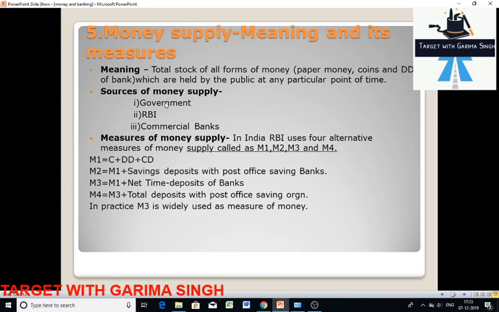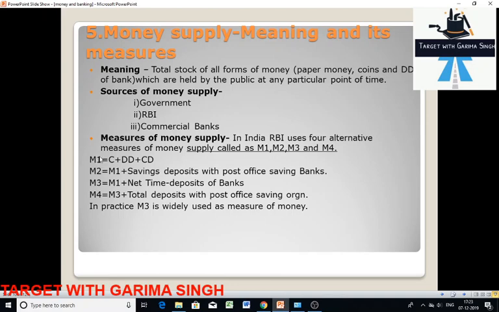Source of money supply, basically producer of money. Source of money supply is government, RBI, commercial bank. Measure of money supply. In India, Reserve Bank of India uses four alternatives: M1, M2, M3 and M4, used for money supply because its components are regarded most liquid. Each measure I'm going to explain briefly.